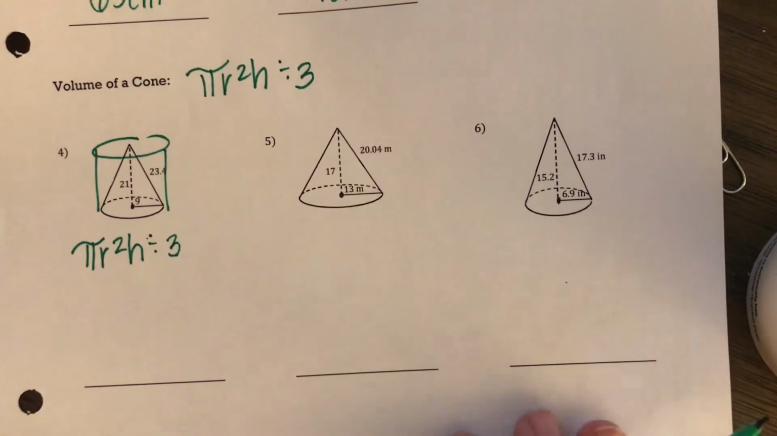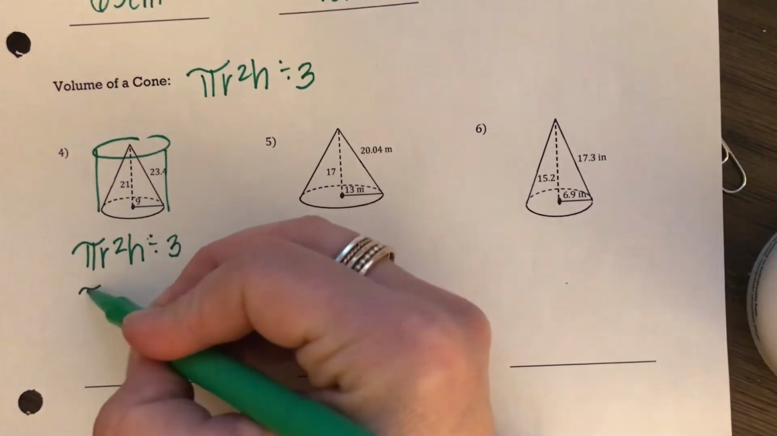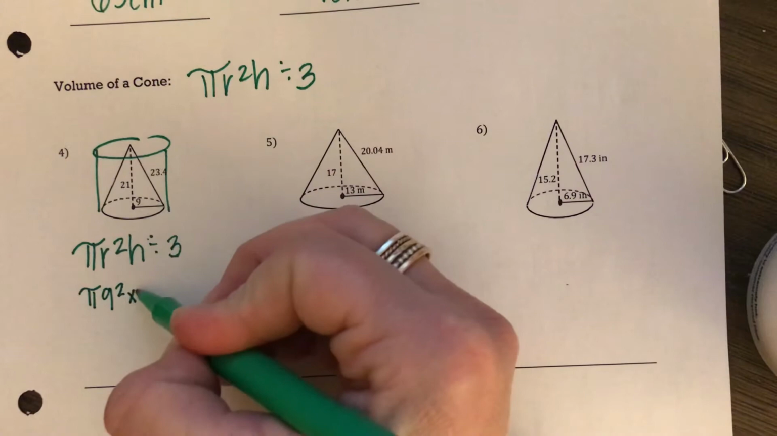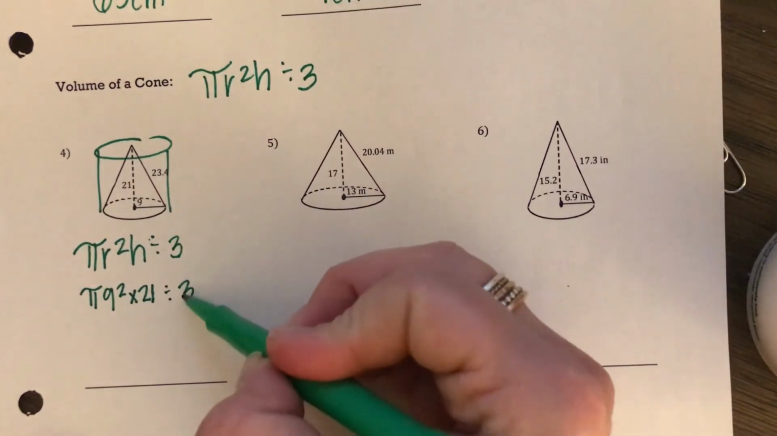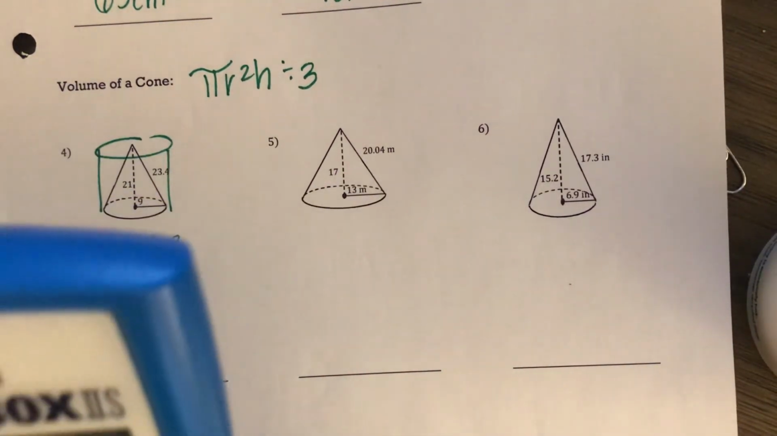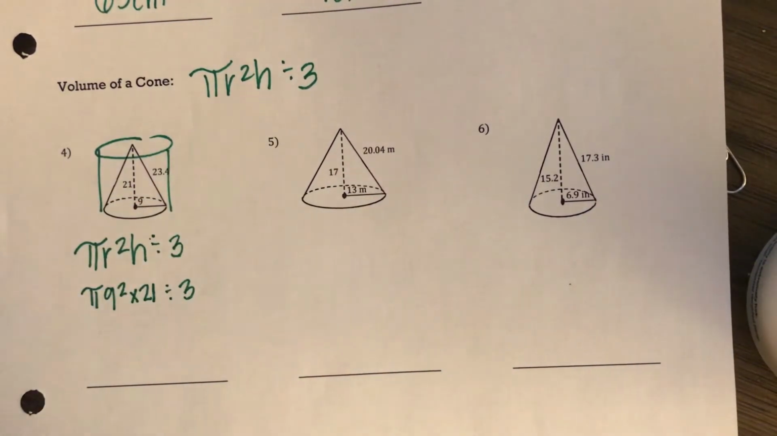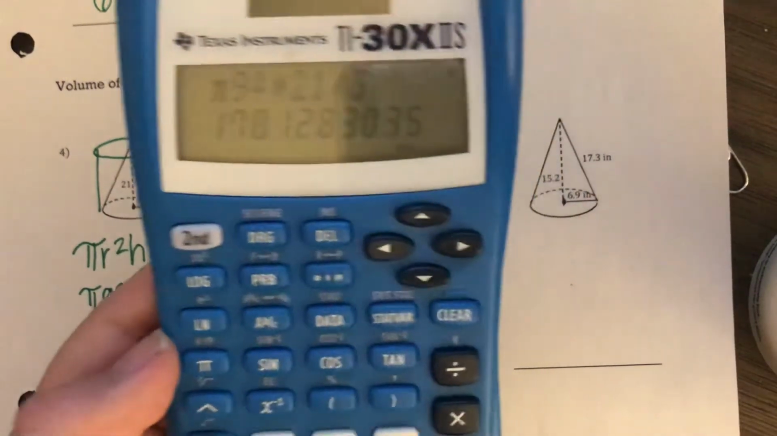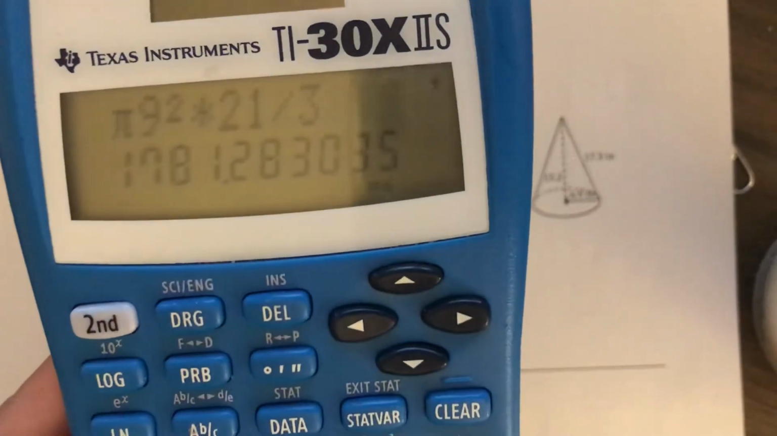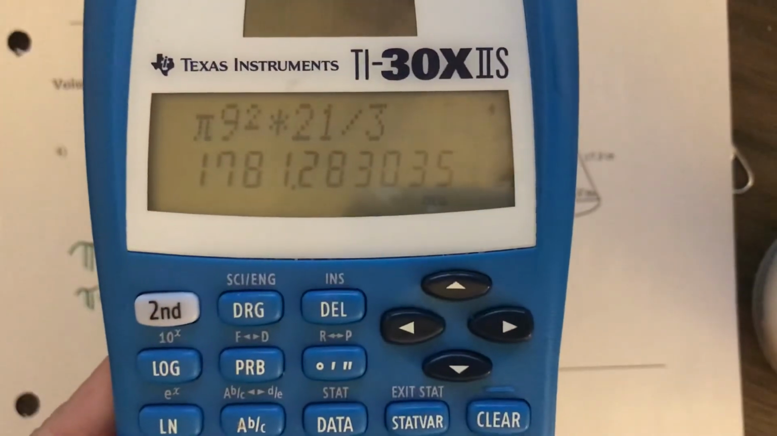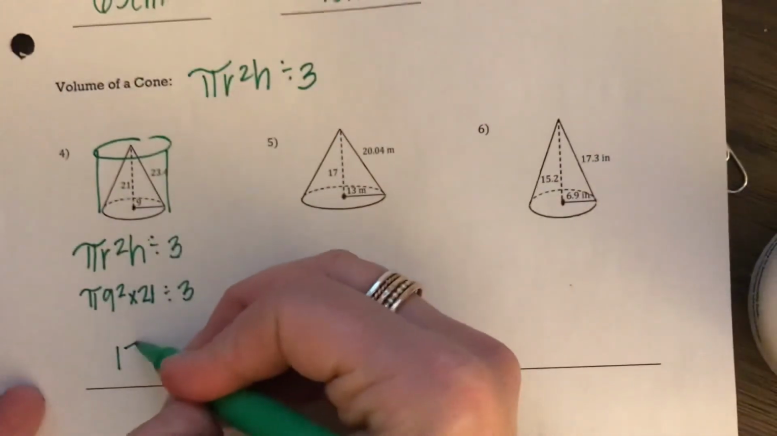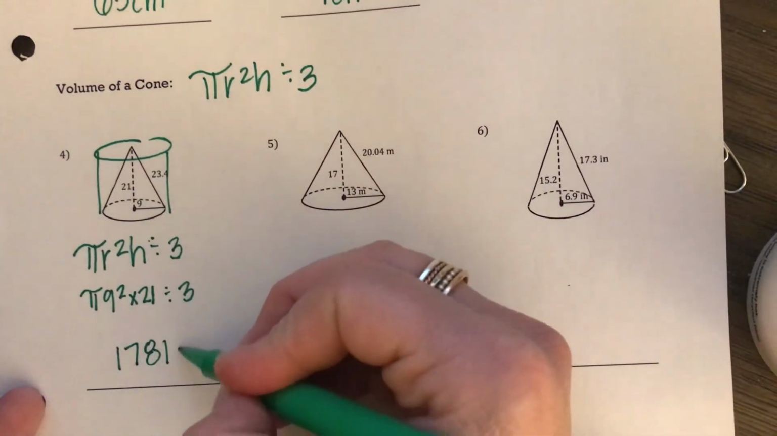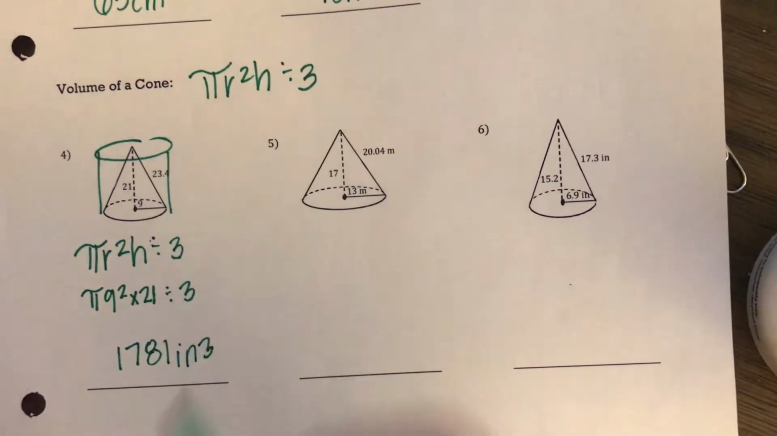On number 4, we're going to do pi times 9 squared times 21, the height, not the slant height, and then divided by 3. So pi times 9 squared times 21, and then divided by 3. I got 1,781.2. That 2 is not 5 or more, so my answer is 1,781. There's no unit, so we'll just say inches cubed.